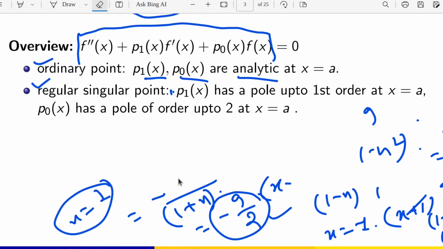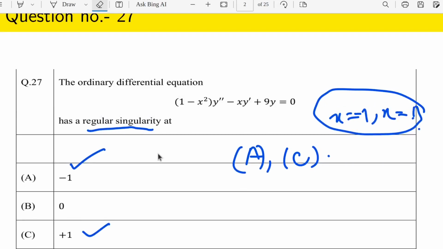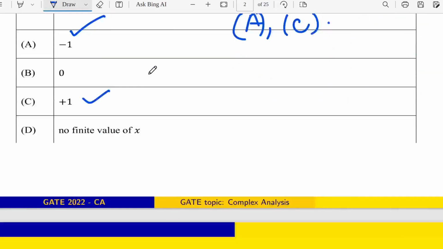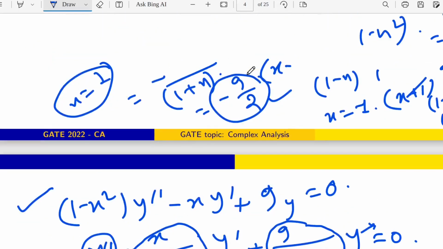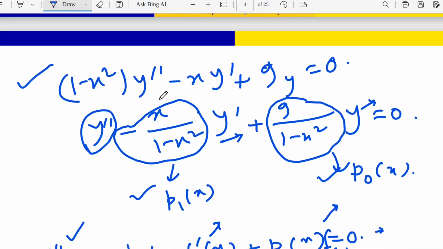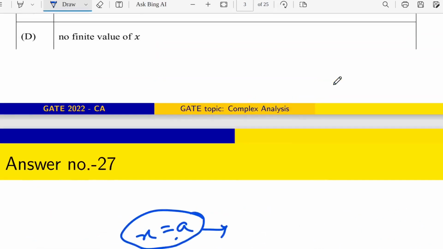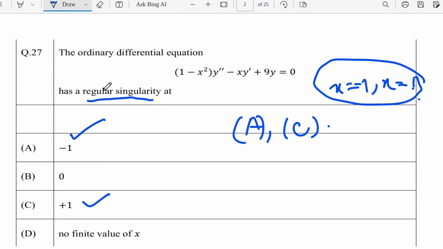You can see the question at first. The question is that the ordinary differential equation is this one, and they are asking at which point it has a regular singularity. I am going to write the differential equation first: (1 minus x squared) y double prime minus a x y prime plus 9y equals 0. Now they are asking about regular singularity.